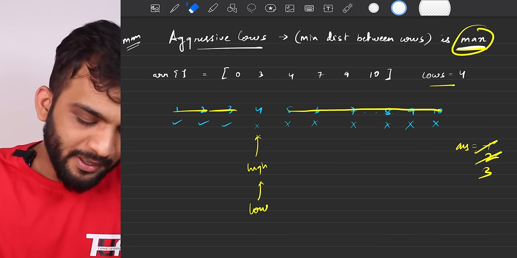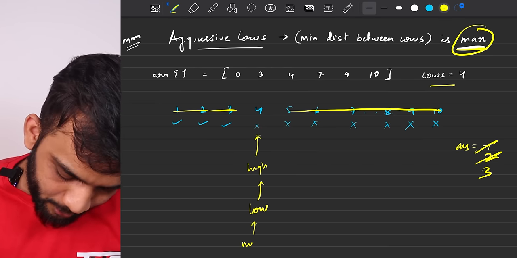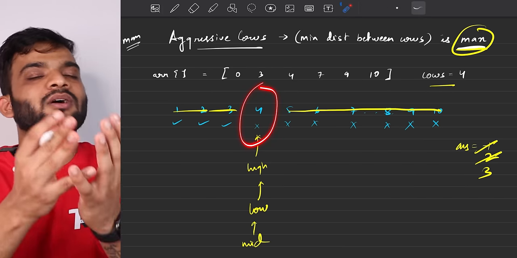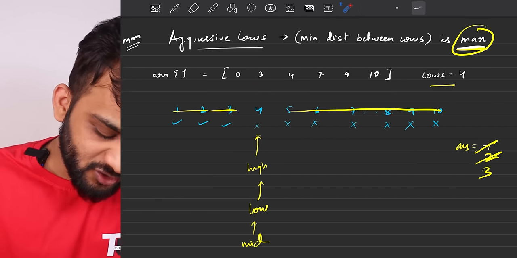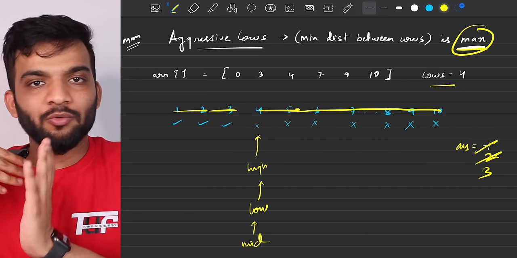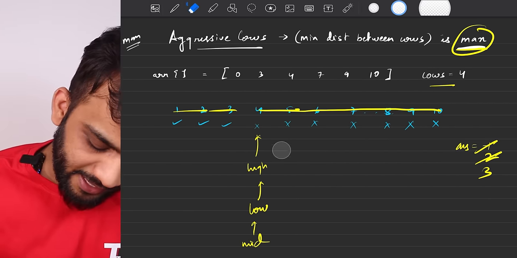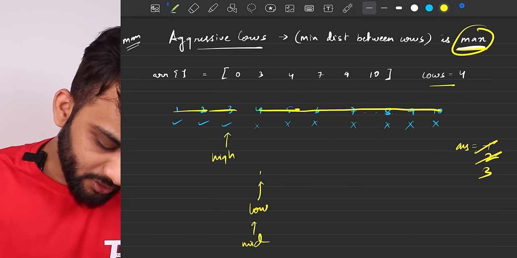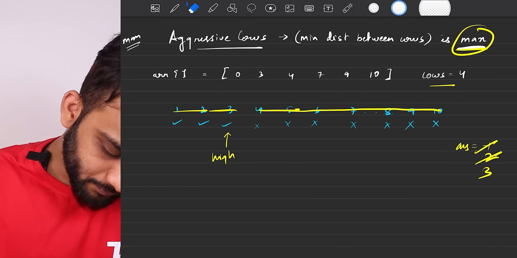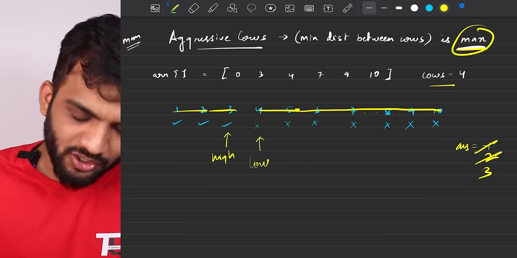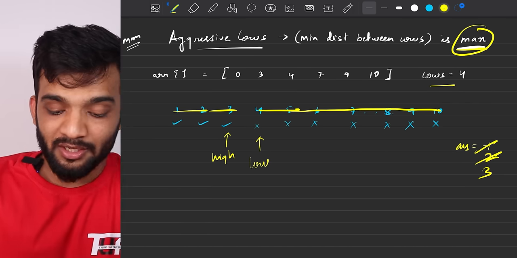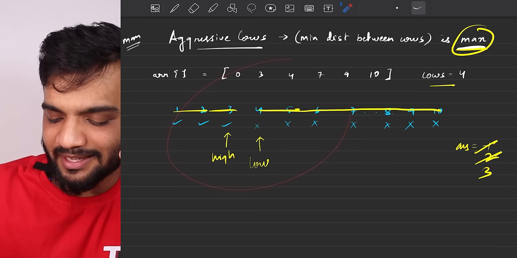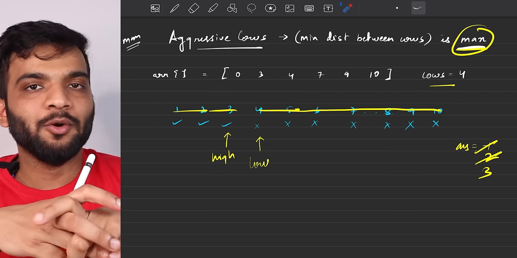Next, when you try to find the mid, it will also be pointing to this. Is it possible? Not possible. If it is not possible, you eliminate the right. And whenever you eliminate the right, the high moves to one place before mid. So this is here, the low is pointing here, and that's when you stop the binary search. On stopping, the answer is stored as 3, which will be your possible answer.